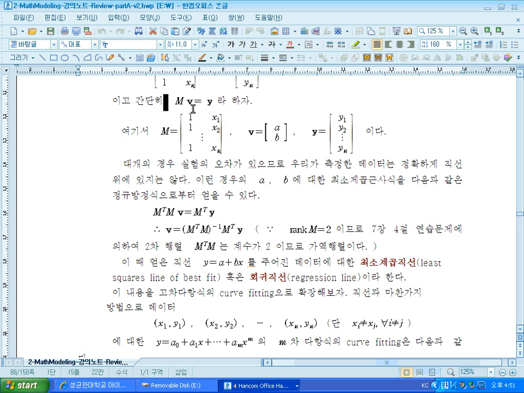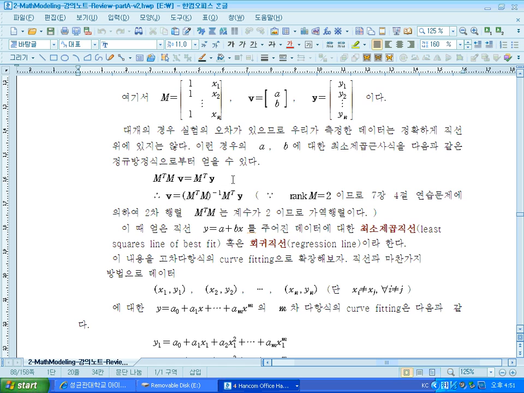Then, for this linear system of equations, when we multiply M transpose on both sides, we have M transpose M V is equal to M transpose Y. The important thing is, what's the size of this M transpose M? What's the size of this matrix? M transpose M. This is a 2 by 2 matrix.